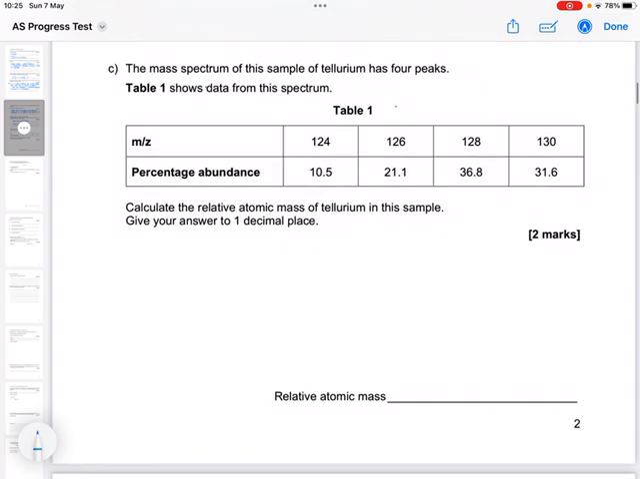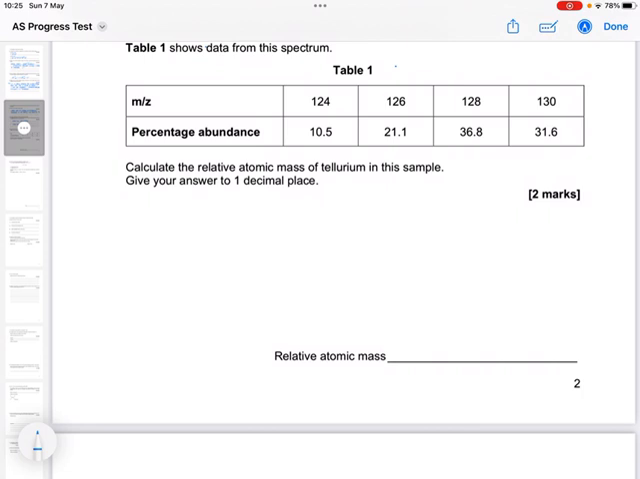Part C. The mass spectrum of this sample of tellurium has 4 peaks. The table 1 shows the data from this spectrum. Calculate the relative atomic mass of this sample, giving your answer to 1 decimal place. So good exam technique here. Just going to give myself a little reminder down there for that 1 decimal place.